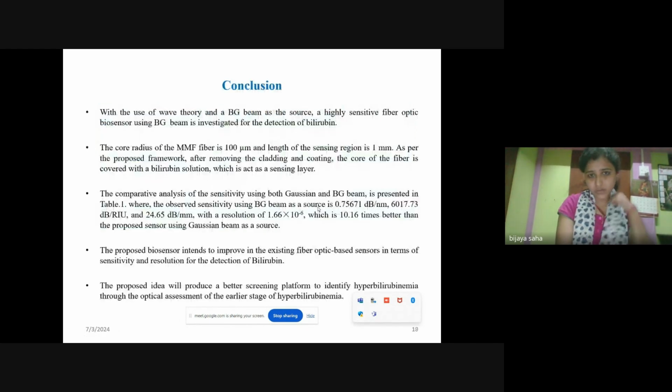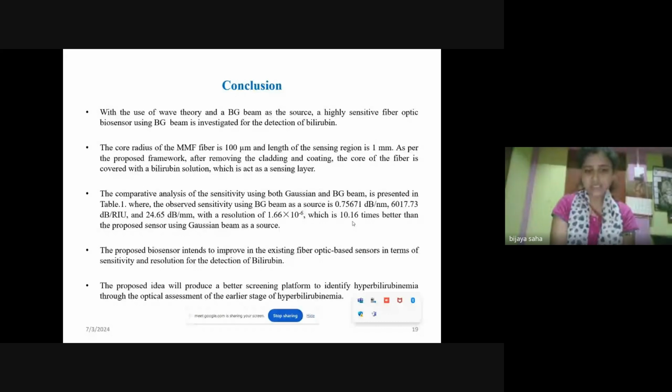Now, proceed to my conclusion. Here we have used wave theory and Bessel Gauss beam as a source, and we have used a multimode fiber whose core diameter is 100 micrometer, and the sensing layer is 1 millimeter. After removing the cladding, we have used bilirubin as a sensing layer. By using this proposed scheme with the Bessel Gauss beam as a source, we are getting more sensitivity, which is 10.16 times better than the proposed scheme using the Gaussian beam as a source. The proposed biosensor also intends to improve on existing fiber optic sensors in terms of sensitivity and resolution for the detection of bilirubin.